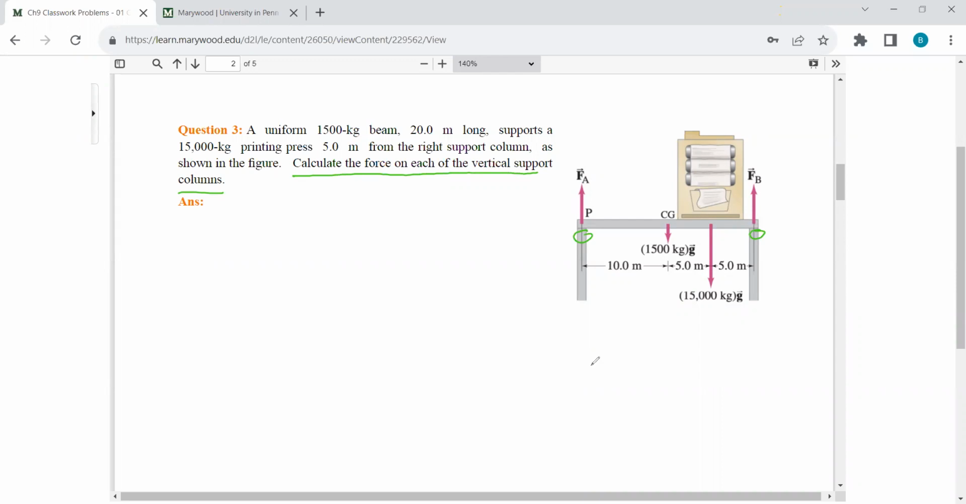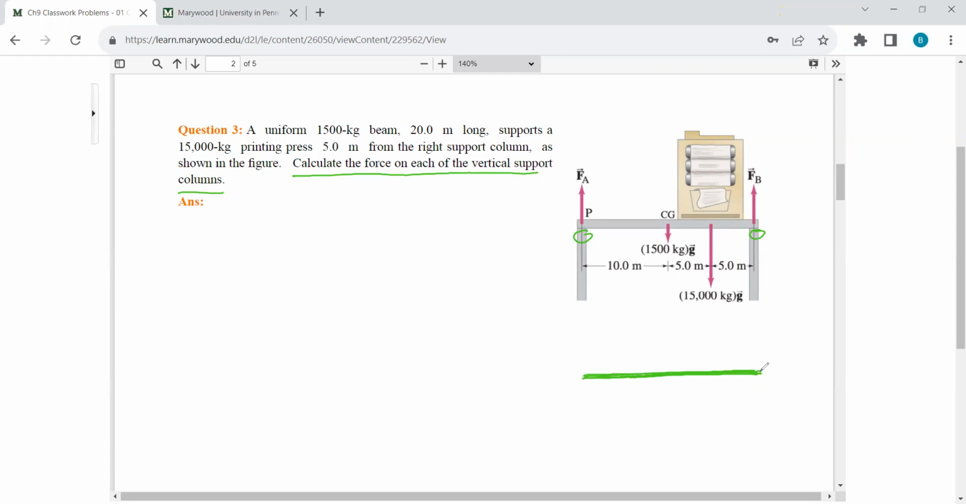Now how to do that? To do that, first we have to draw a free body diagram for this horizontal beam. So this is the horizontal beam, because all the forces basically interact with this beam.